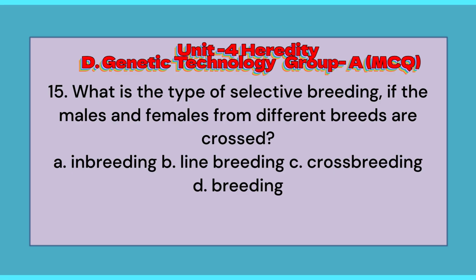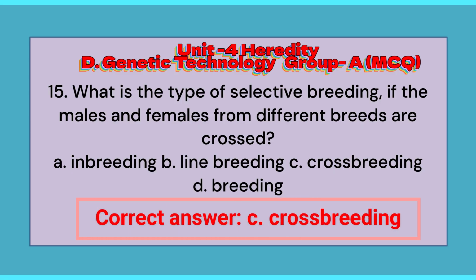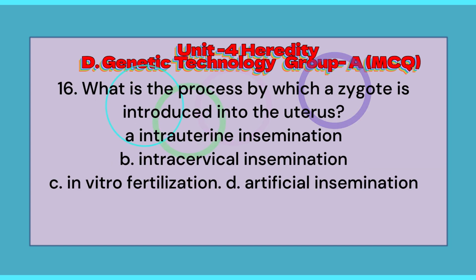15. What is the type of selective breeding if the males and females from different breeds are crossed? A. Inbreeding. B. Line breeding. C. Crossbreeding. D. Breeding. Correct answer: C. Crossbreeding.